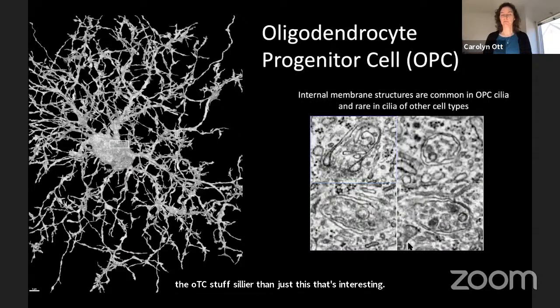Inside the cilium, because we have the amazing detail of the EM, we can see many vesicles or membrane structures present in these cilia. Occasionally we see these in neuronal or astrocyte cilia, and it's only one structure, and it's very rare, but it's much, much more common in the OPC cilia. And so this opens a lot of questions about how that's happening, why that's happening, and what's going on.